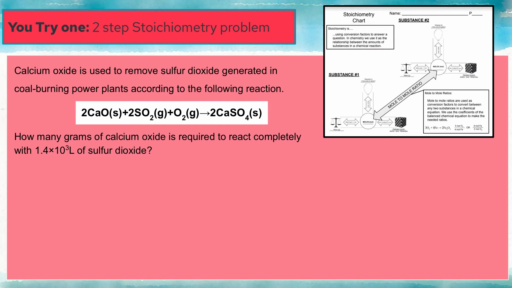So you try. Calcium oxide is used to remove sulfur dioxide generated in coal-burning power plants according to the following reaction. 2CaO plus 2SO2 plus O2 yields 2CaSO4. So how many grams of calcium oxide is required to completely react with 1.4 times 10 to the third liters of sulfur dioxide?